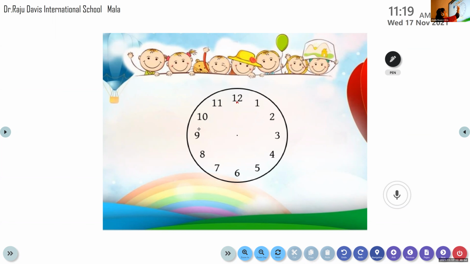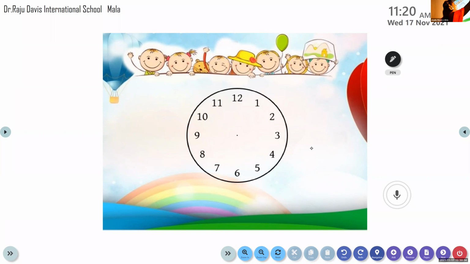Aditya, please unmute. The next time it is. Can you tell the time? Yes. What is the time now? What is the long hand? Long hand is on 12. And what about the hour hand? It is on which number? 6. Which number is it facing? The hour hand is on 6. So the time is 6 o'clock. Very good.